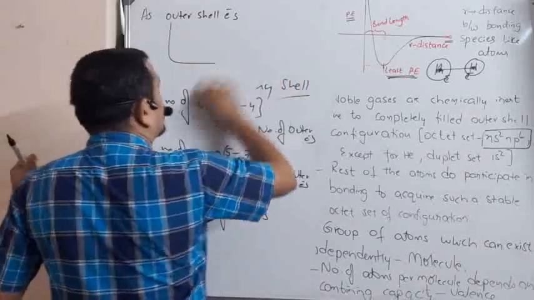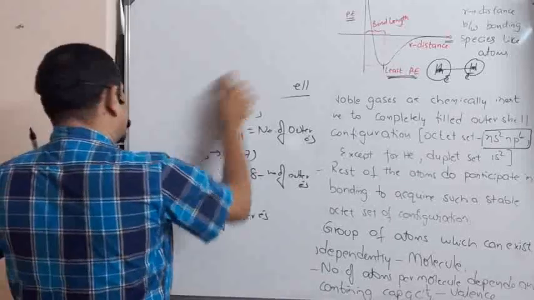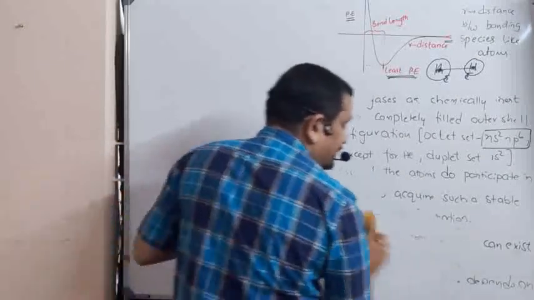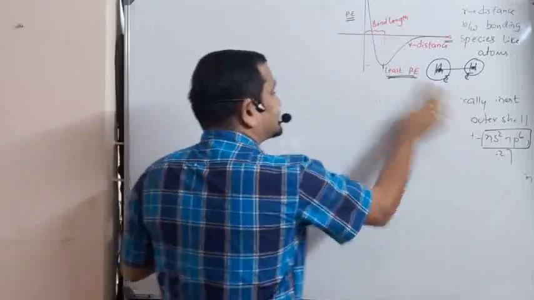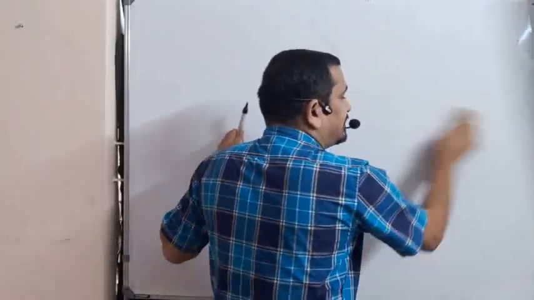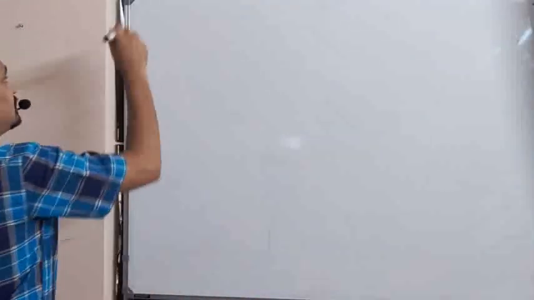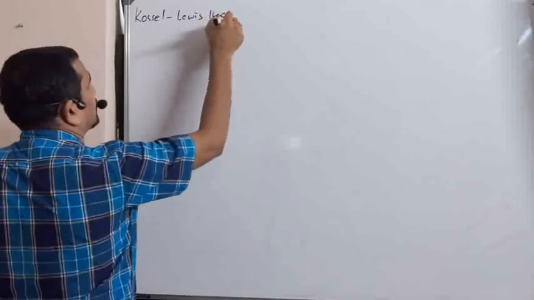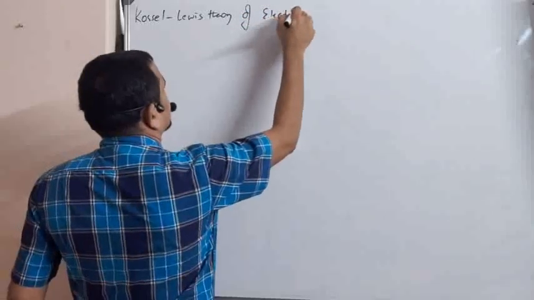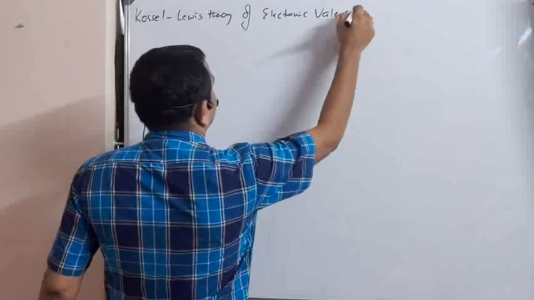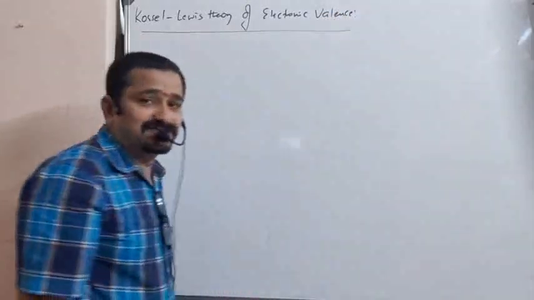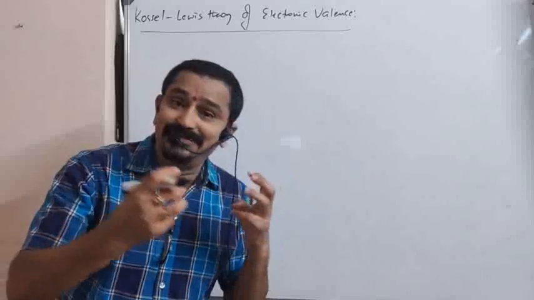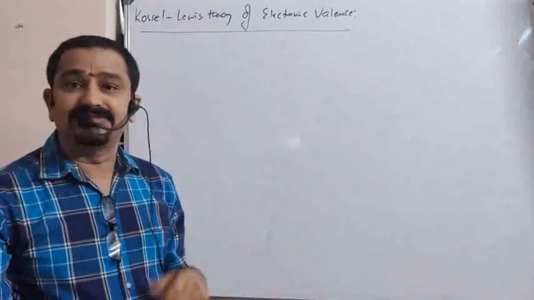Now, to explain bond formation and types of bonds, what the attractive forces are, and what the types of valencies are, the first successful theory was given by Kossel and Lewis. It was named the Kossel-Lewis theory of electronic valency. Even though they are from different places, they are not a group of scientists, fortunately they proposed the same thing. They gave the same postulates, similar points about valency.